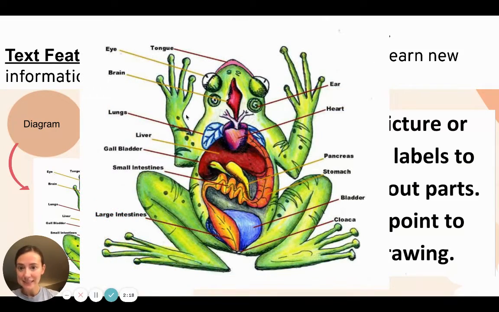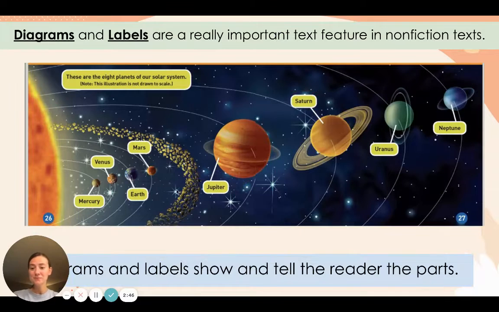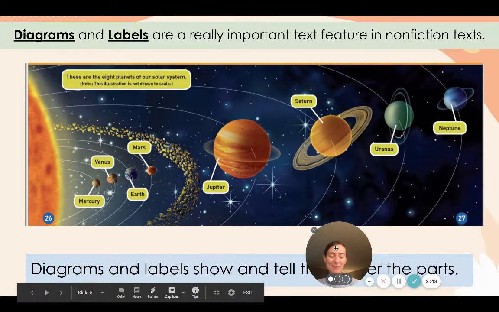Let's take a closer look at this diagram here. Wow, so you can see this is a picture of a frog, and all these lines are pointing out all the parts of the frog. So that's the frog's stomach, the frog's liver, the frog's heart, the frog's ear. Oh, interesting, the frog's brain. Look at that. So diagrams are really helpful because instead of having to guess what all these parts are, they point out all the parts with a label.